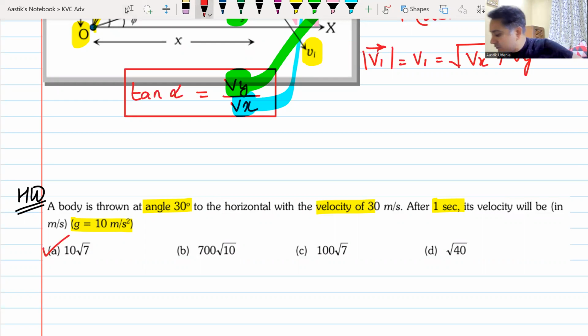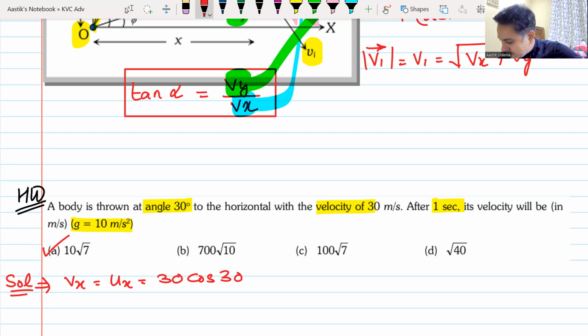We have to take first Vx component and Vy. Then Vx plus Vy gives the velocity. Go a bit slower so that I can catch up with you. So you have to find out the velocity of final x component. That will be equal to ux, yes or no? Yes, sir. And how much is ux? It is 30 cos 30, yes or no? Cos 30. Yes, sir. Well done.